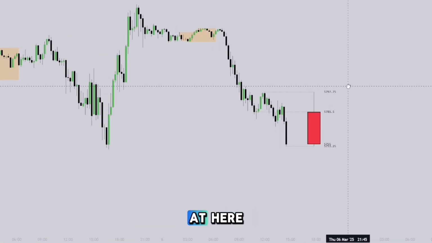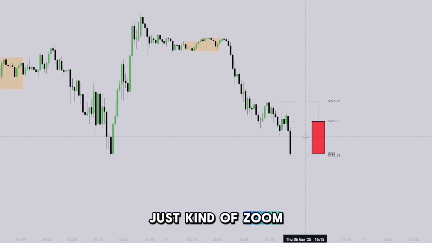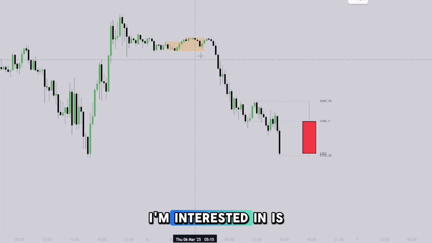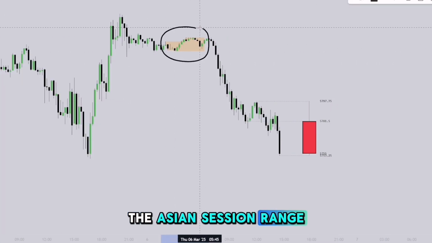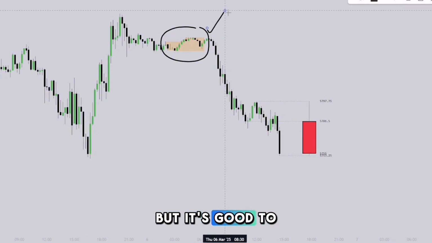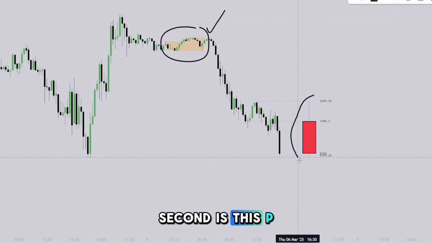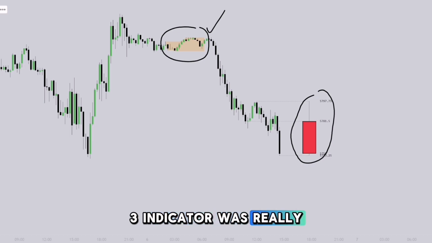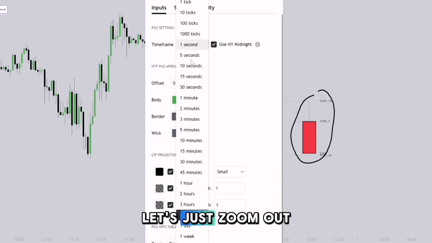So if we just zoom out a little bit, what are the two indicators that I am using? The only two indicators I'm interested in are the Asian session range, which isn't really too important but it's good to have, and the second is this PO3 indicator. The PO3 indicator was really based off two time frames. Let's just zoom out and understand.